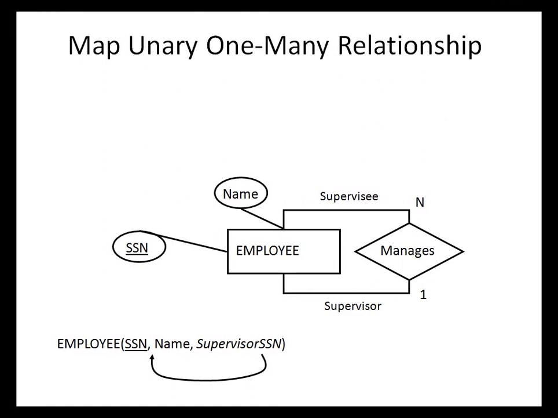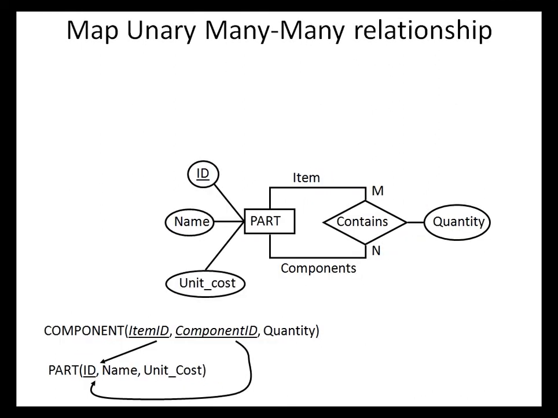Map unary many-many relationship. With this type of relationship, two relations are created, one to represent the entity type in the relationship, and the other one, an associative relation, to represent the relationship itself. The primary key of the associative relation consists of two parts, which take their values from the primary key of the other relation. Any attribute of the relationship is included in the associative relation.